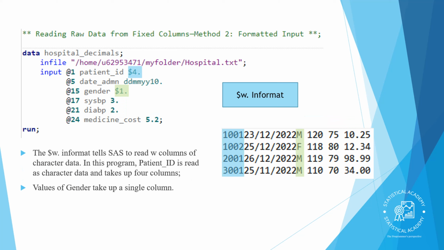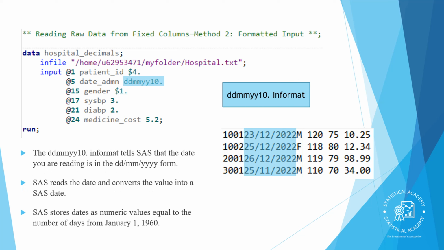The $w. informat tells SAS to read w columns of character data. In this program, patient ID is read as character data and takes up 4 columns. Values of gender take up a single column. And now it's time to read the date. The DDMMYY10. informat tells SAS that the date you are reading is in the DDMMYYYY form. SAS reads the date and converts the value into a SAS date. SAS stores dates as numeric values equal to the number of days from January 1st, 1960.